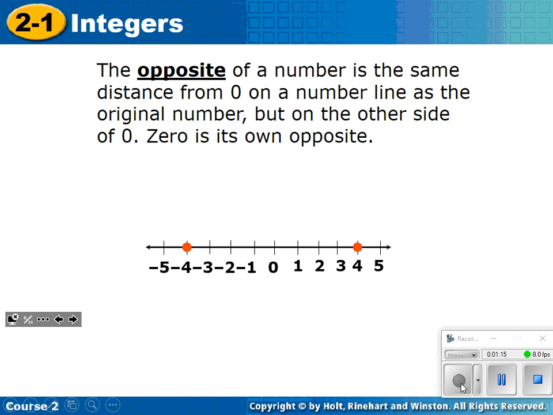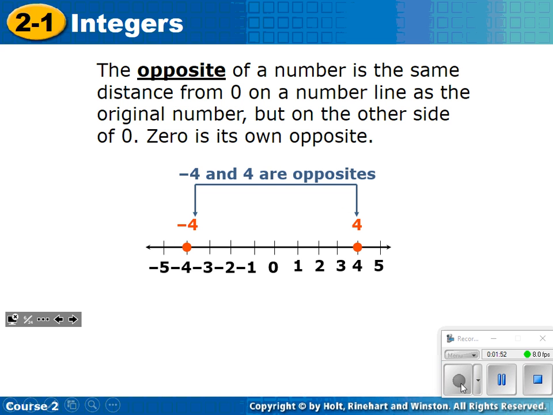-5. What's the opposite of 7,000? -7,000. What's the opposite of -5? 5. What's the opposite of 0? There is no -0. It's just 0. It says right there, 0 is its own opposite. So the opposite of 0 is 0. That was kind of a trick question. Well, that's pretty easy, isn't it?